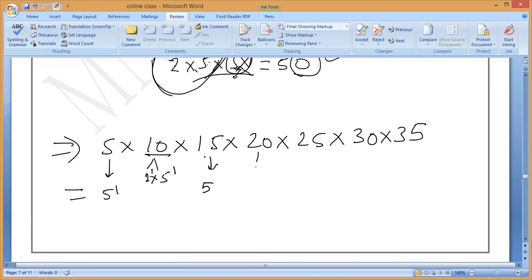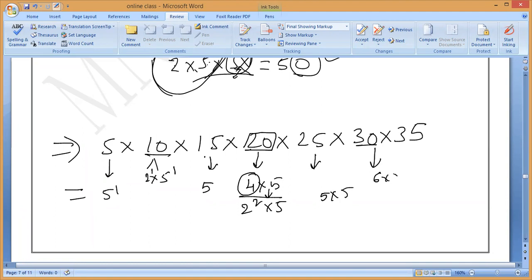20 means 4 into 5, and 4 is 2 into 2, so 2 square into 5. 2 square into 5, this one. Next 25 is 5 into 5, so two 5s. 30 is 6 into 5, and in 6 also one 2 is there. Correct?